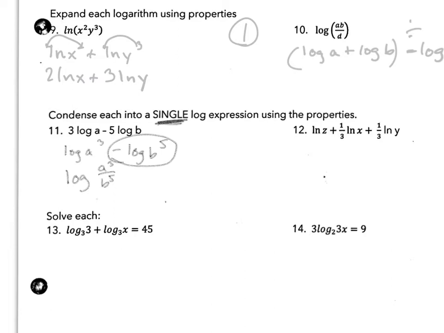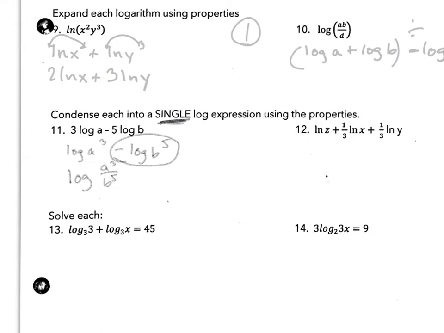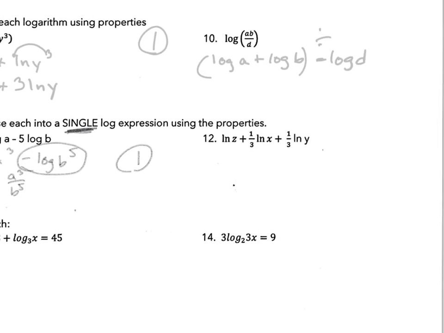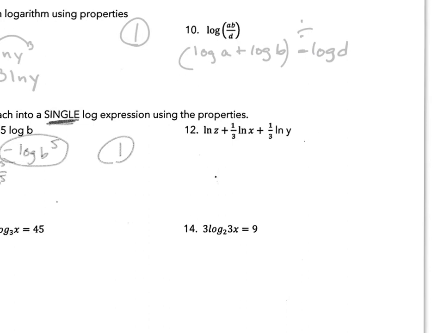For number 12, again, there'll be 1 like this. For number 12, the 1/3 power is really the cube root. So we're adding, so it's really multiplying. So we'll have the natural log of z, x to the 1/3, and y to the 1/3.